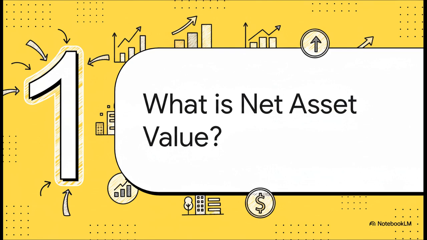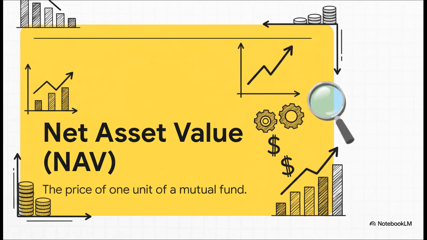All right, so before we can bust this myth wide open, we've got to get on the same page about the main character here, NAV, or net asset value. What in the world is it anyway? It sounds super technical, but it's really not. At its core, the NAV is just the price of one single unit of a mutual fund. Think of the entire fund as a big pie, and it's sliced up into these little pieces called units. The NAV is simply the price tag on one of those pieces.